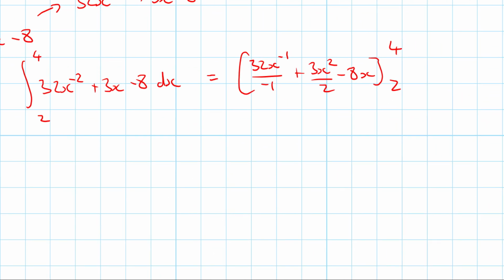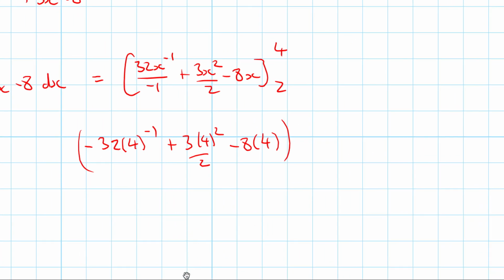From here we're going to substitute in our answers, so it's going to be minus 32 times 4 to the power of minus 1, plus 3 times 4 squared over 2 minus 8 times 4. And then we're going to close, put that in brackets, and then we're going to subtract bracket minus 32 times 2 to the power of minus 1 plus 3 times 2 squared over 2 minus 8 times 2. And then we're going to plug it in.